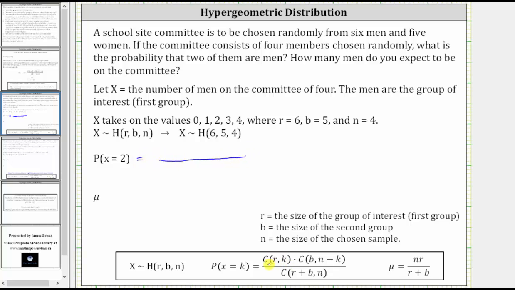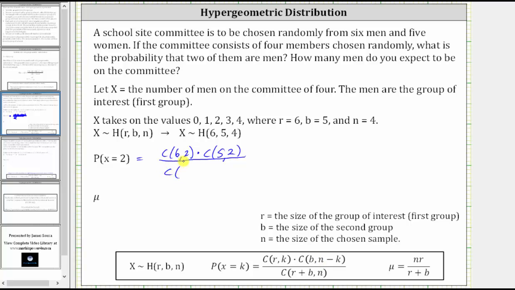In the numerator we have r choose k, which is 6 choose 2. 6 choose 2 is the number of ways we can choose 2 men from 6 men, times b choose n minus k. Well, b is equal to 5, the number of women. And then n minus k is equal to 4 minus 2, which is 2. 5 choose 2 gives us the number of ways we can choose 2 women from 5 women. In the denominator we have r plus b choose n.